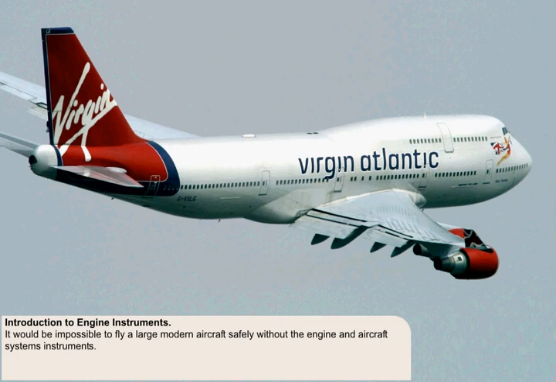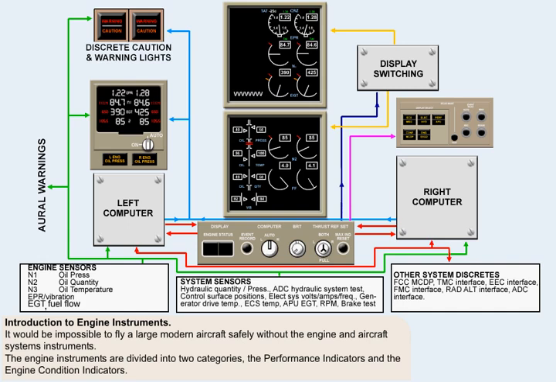Just as it would be impossible to fly a large modern aircraft safely without the flight instruments, it would also be impossible to fly it safely without the engine and aircraft systems instruments. The engine instruments are divided basically into two categories that are called either the performance indicators or the engine condition indicators.